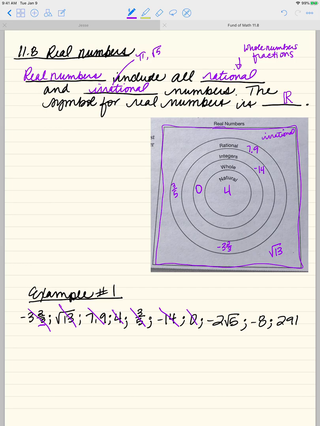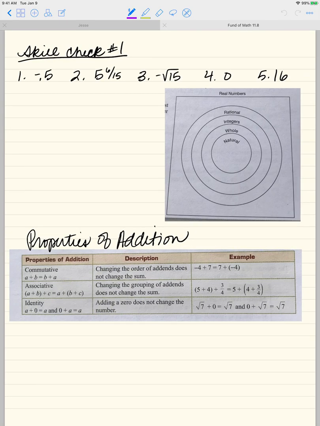-2 times the square root of 5. The square root of 5 is not a perfect square, so -2 times the square root of 5 is going to be irrational. -8 is an integer. And 291, the most specific place we can put that is natural numbers. It is a counting number. That's how we work through something like that.